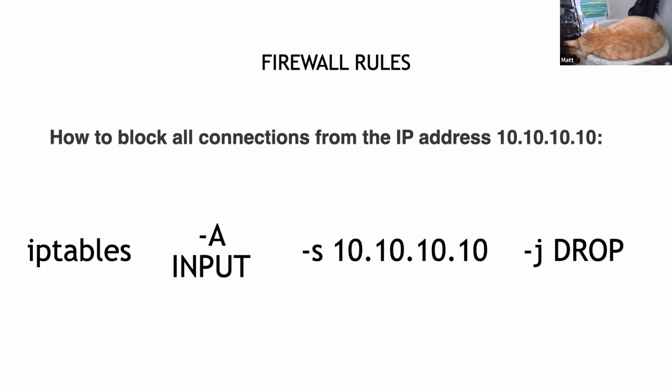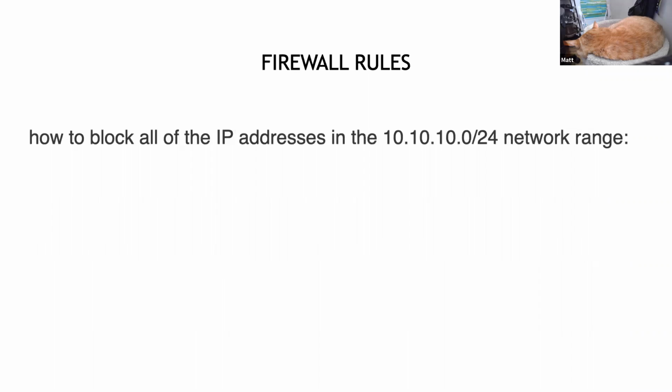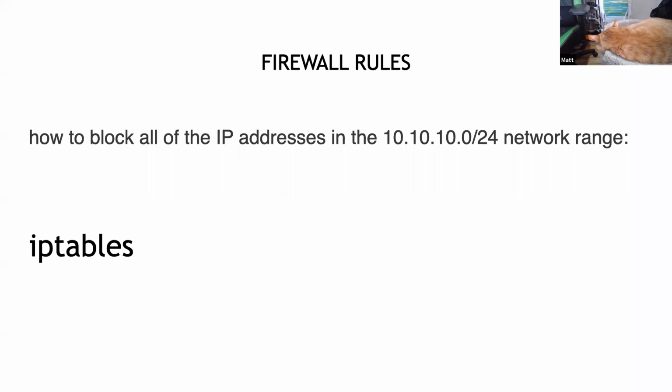Make these iptables rules. Take everything that's coming in from 10.10.10.10, drop it. Let's do another one. We block all of the IP addresses in this entire network range. I'll start: sudo iptables. What do we do? What's next? Come on, you did it before.